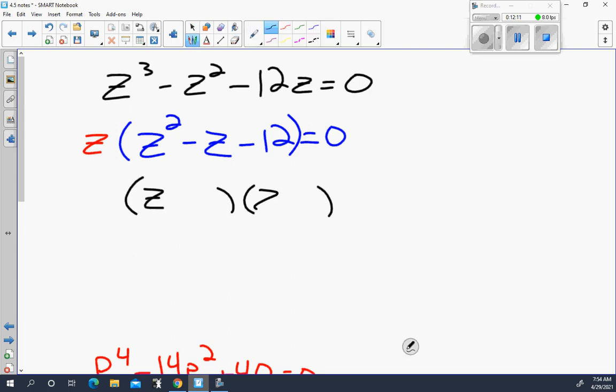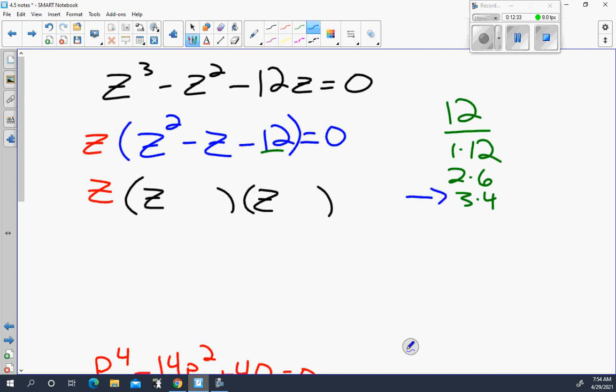z times z is z squared. I'm going to bring the z down before I forget. I don't want to forget that z. And then I have to find the factors of 12. 1 times 12, 2 times 6, 3 times 4. Which one will give me negative 1? We know what 3 and 4 was. And I need to be a negative 4 plus a 3 because I need negative 1. That's all equal to 0.